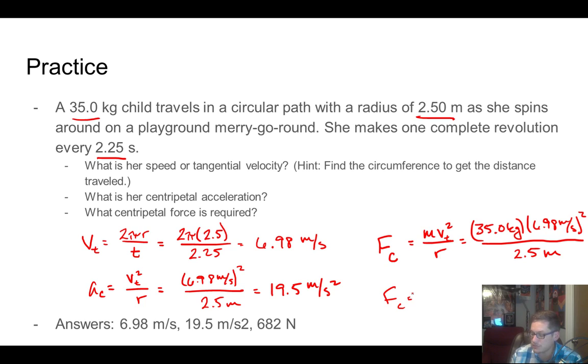We got 682 with 3 sig figs, and the units for force are newtons. 682 newtons. All right, so that's that.